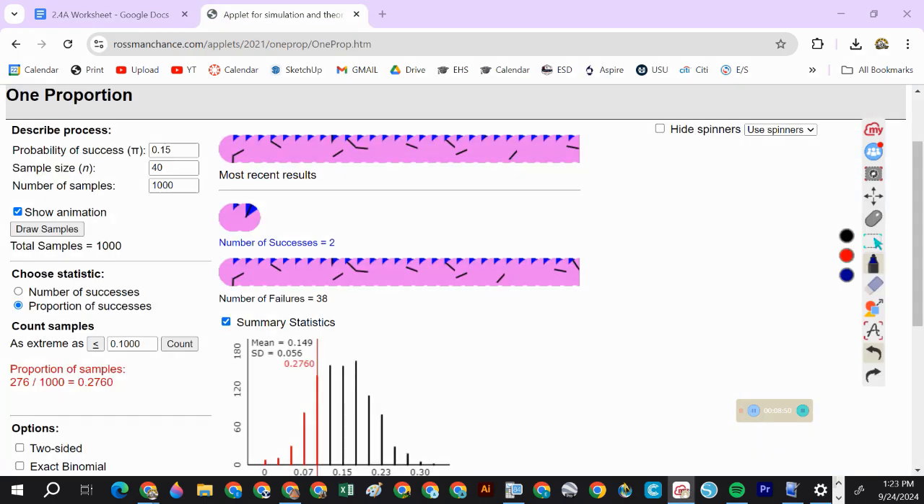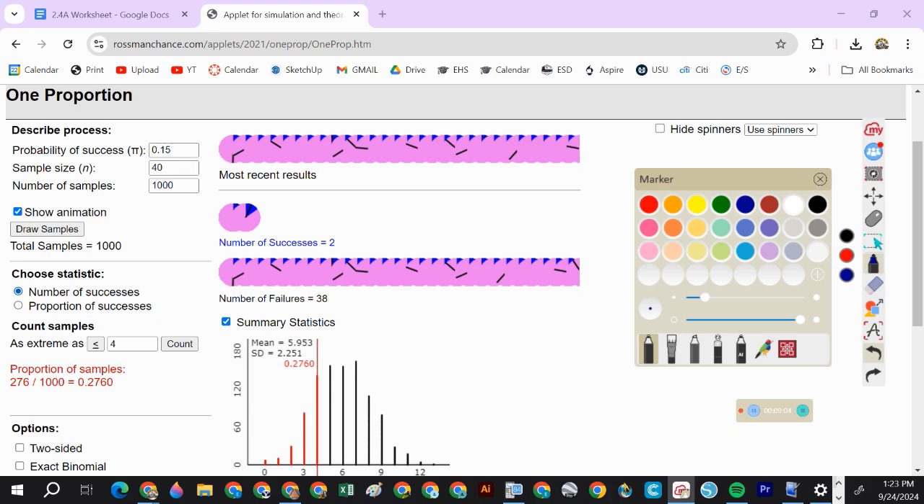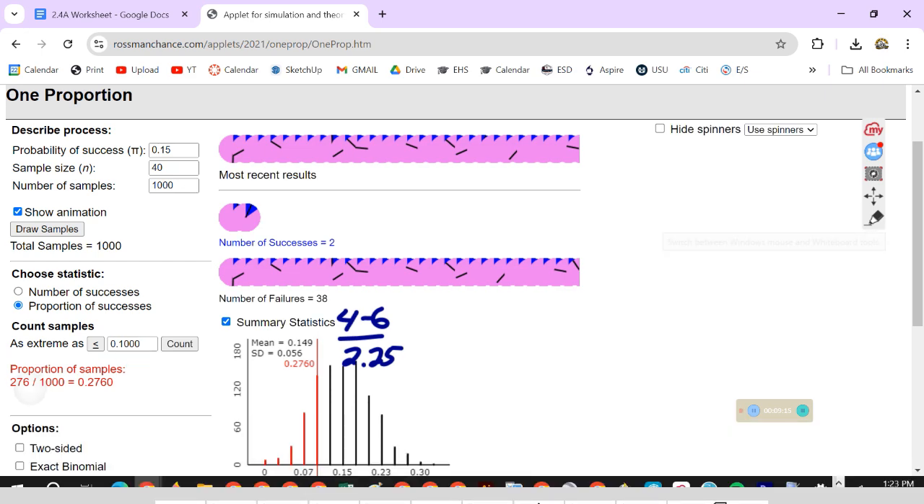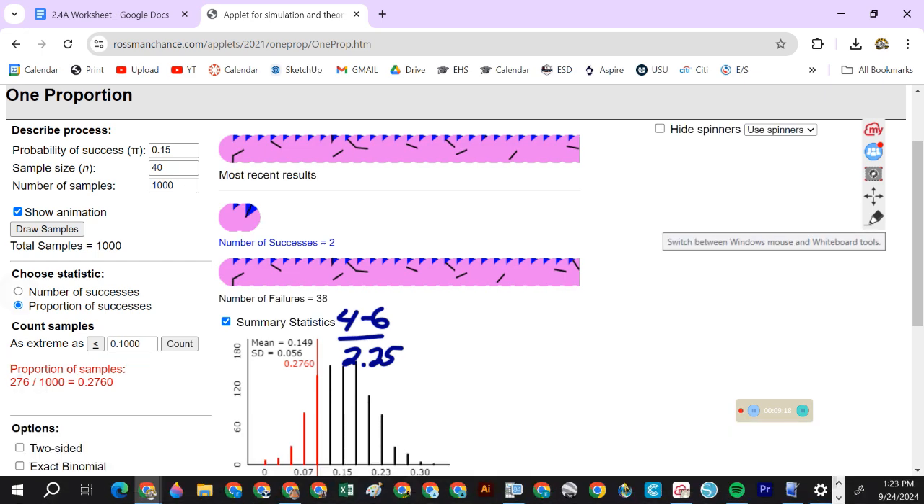Okay. So if I put in 4 as my count, and I was wrong, this is the area. This is not the SD of the percentage. So here, I'm doing 4 minus 6 divided by 2.25. But if I wanted to, I could push proportion of success and enter 10%, and notice that my SD changes. So when I switch between number of successes and proportion of successes, the SD is going to change. One of them is the SD of the number of people, and one is the SD of the percentage.